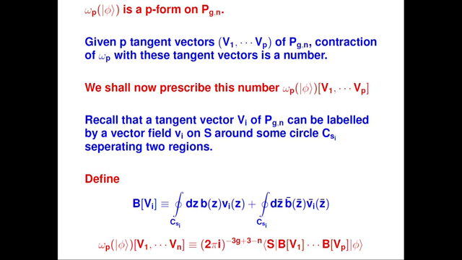So, given such a vector field Vi on the Riemann surface, we will define this object capital B of Vi as the contour integral along these circles of this combination: Bz times Viz and B bar z bar times Vi bar z bar, where B and B bar are the B ghosts and the B bar ghosts as we introduced earlier.